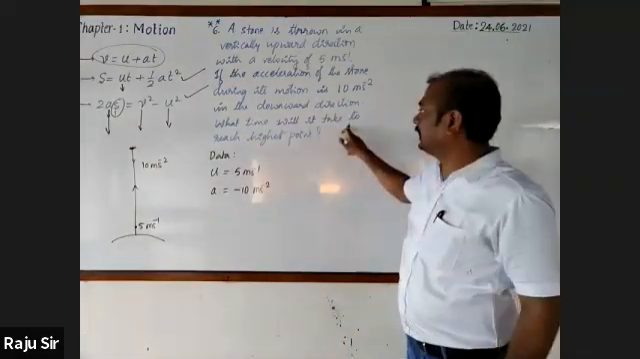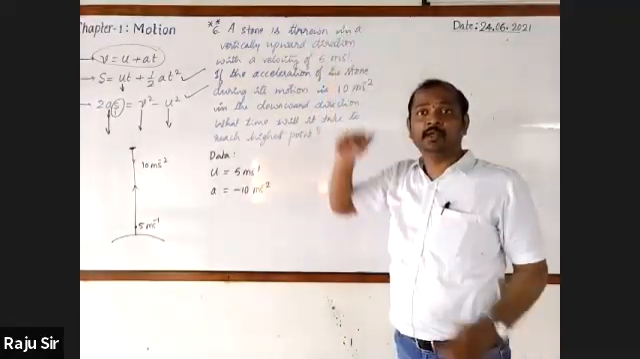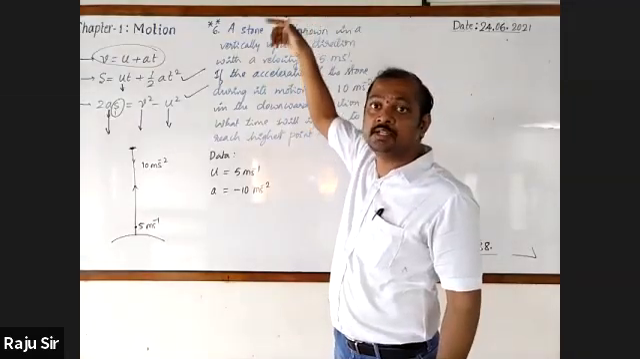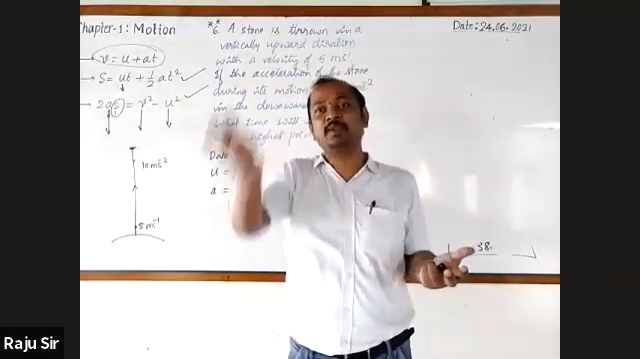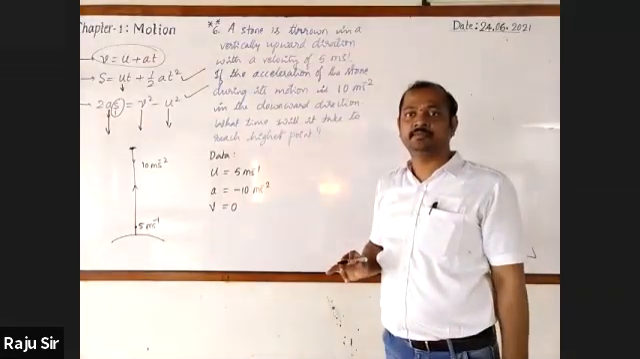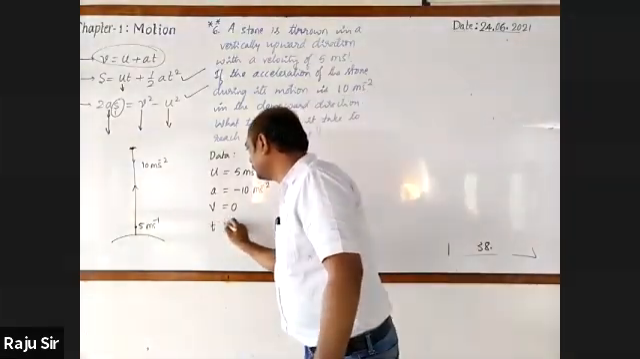Now, 10 meter per second square in the downward direction. What time will it take to reach the highest point? When the stone reaches the highest point, what is its velocity? Zero. Final velocity zero. If it is not zero, what happens? The stone will keep on moving upward and never come back. When it reaches the highest point, its final velocity will be 0. V is equal to 0 meter per second. You are going to find out the time.